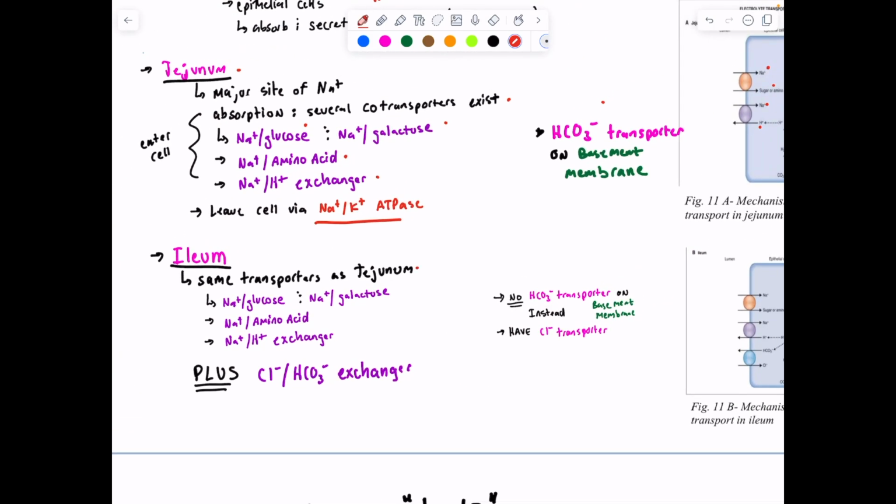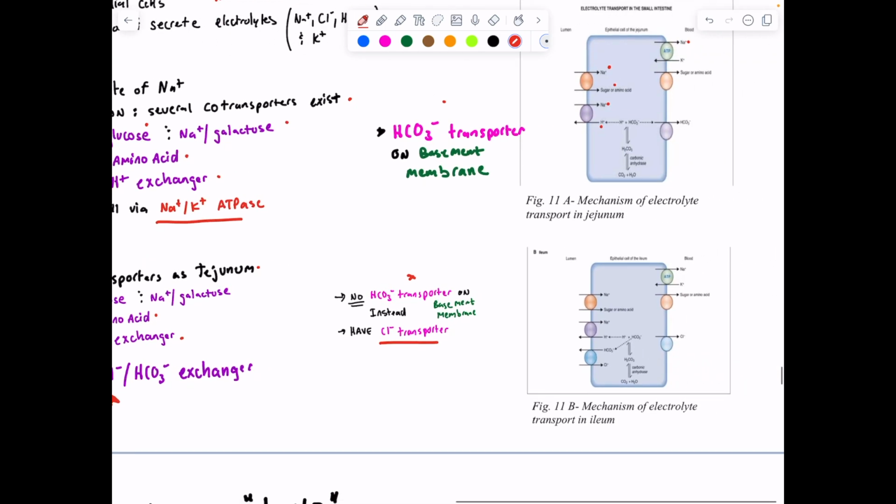In the ileum, you have the same transporters as the jejunum. Co-transporters, sodium glucose, sodium galactose, sodium amino acid, sodium hydrogen ion exchanger, but you don't have a bicarbonate transporter on the basement membrane. Instead, you have a chloride transporter on the basement membrane of the ileum. You also have a chloride bicarbonate exchanger on the apical surface of the ileum. So we can see this here.